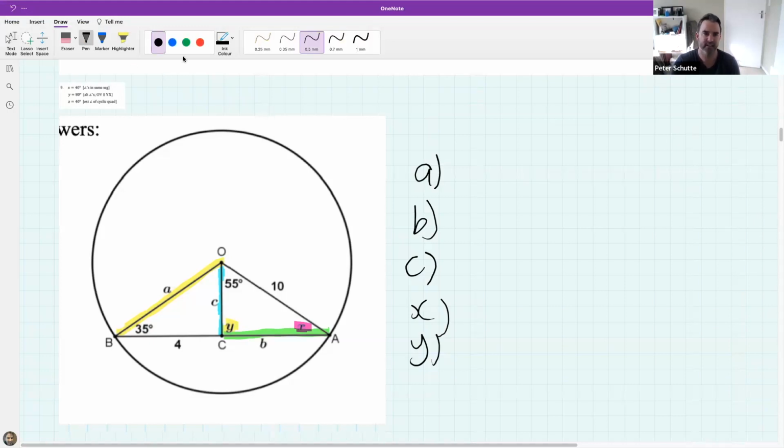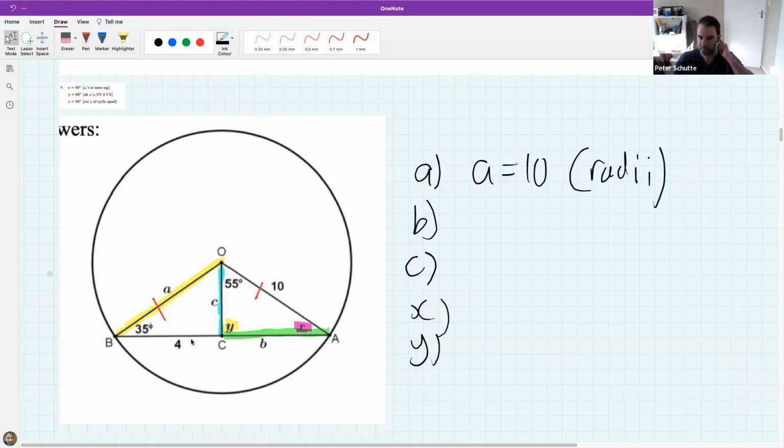So Mzwandile has said that A is 10, and I agree. The reason A is 10 is either we would say radii, or, in fact, we have to say radii because this comes from the center and this comes from the center. Now, what do we think B is going to be? Put your answers in the chat for B and for Y and also all those things.